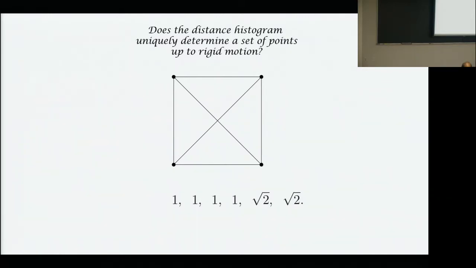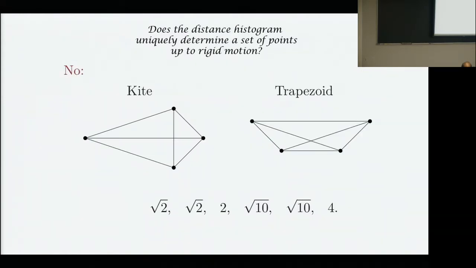I sometimes think of this as the Tinker Toy problem, for those of you old enough to remember Tinker Toys, and you have to put them back together. So if you have four bits of wood of length 1 and 2 of the square root of 2, that's the only way to put them together to form a point configuration. So that's yes. Here's an example where it's not unique.